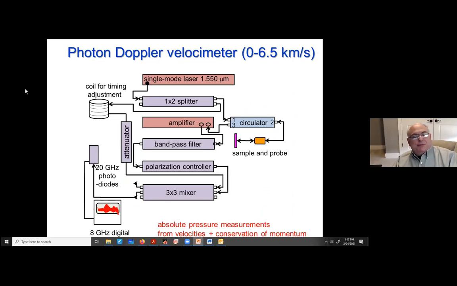Velocity measurement's really important. We use this thing called the Photon Doppler velocimeter. And the way it works is you take a single mode laser, you split it into 2 pieces. One piece bounces off your flyer plate or your sample and gets returned, and it gets mixed with the reference over here somewhere. And out comes an interferogram. Every time this thing moves half a wavelength, you get a beat. By digitizing the signal and counting the beats or doing some other mathematical analysis, you can get a velocity history. And then, as I mentioned before, you can get pressure and density measurements this way.